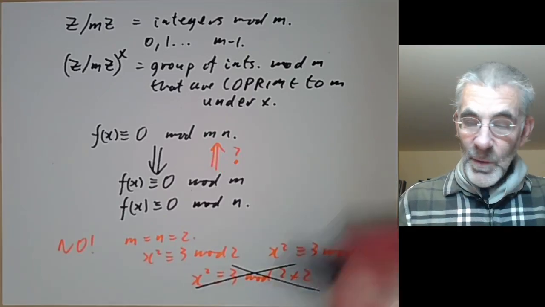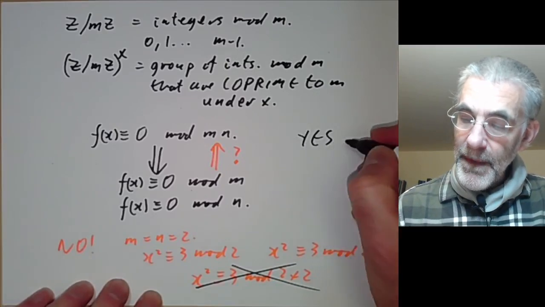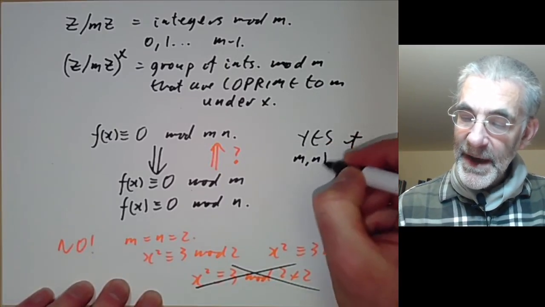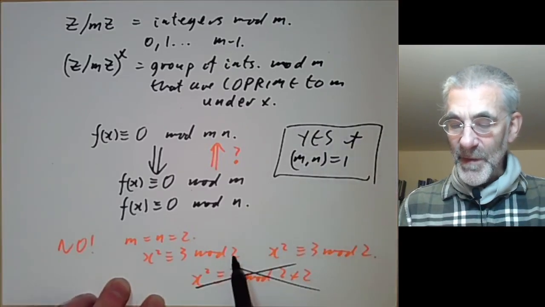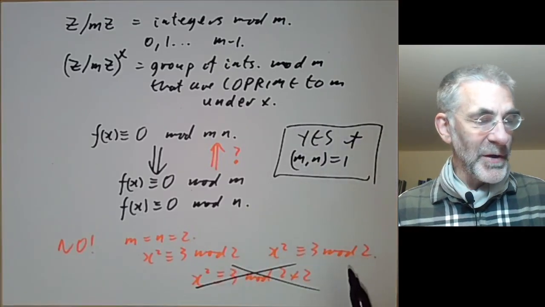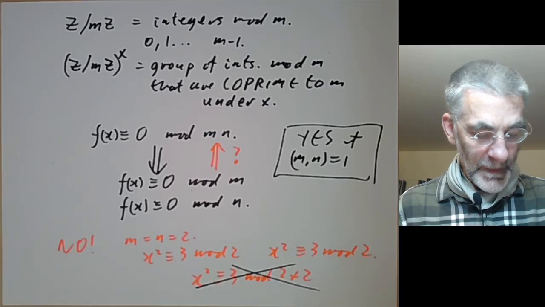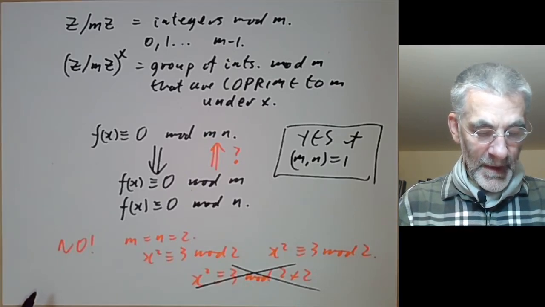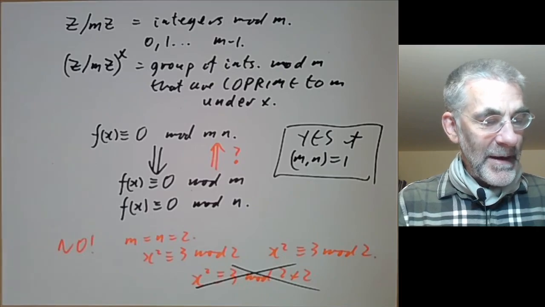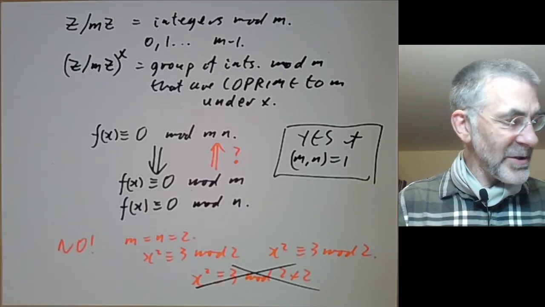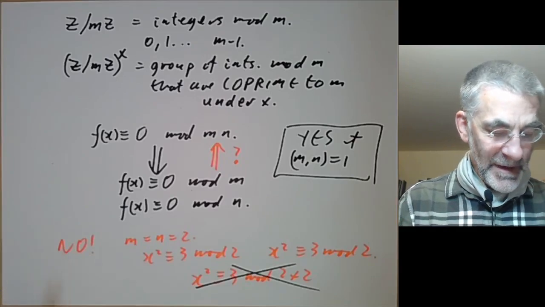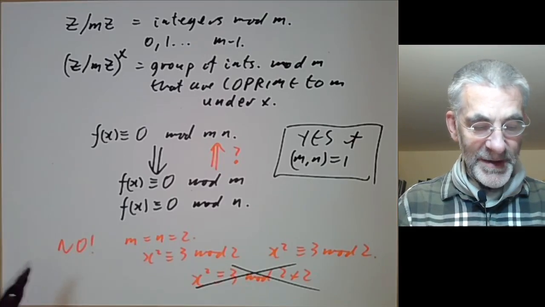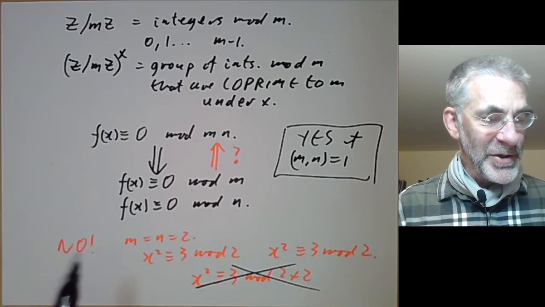However, we can if m and n are coprime. So you see the problem in this case is that 2 and 2 are not coprime. And there are two ways of doing this, or seeing this. So there's first of all a sort of abstract method, and then there's a sort of computational method.